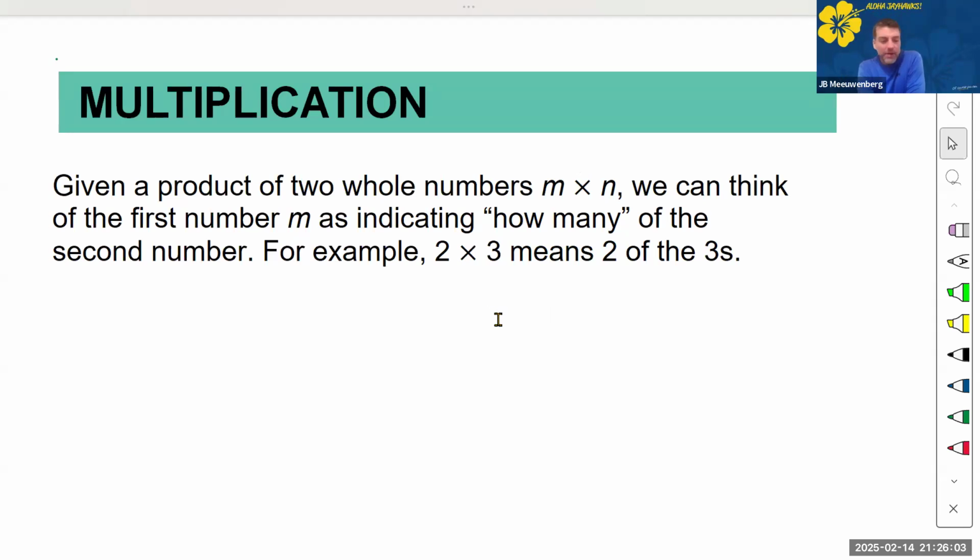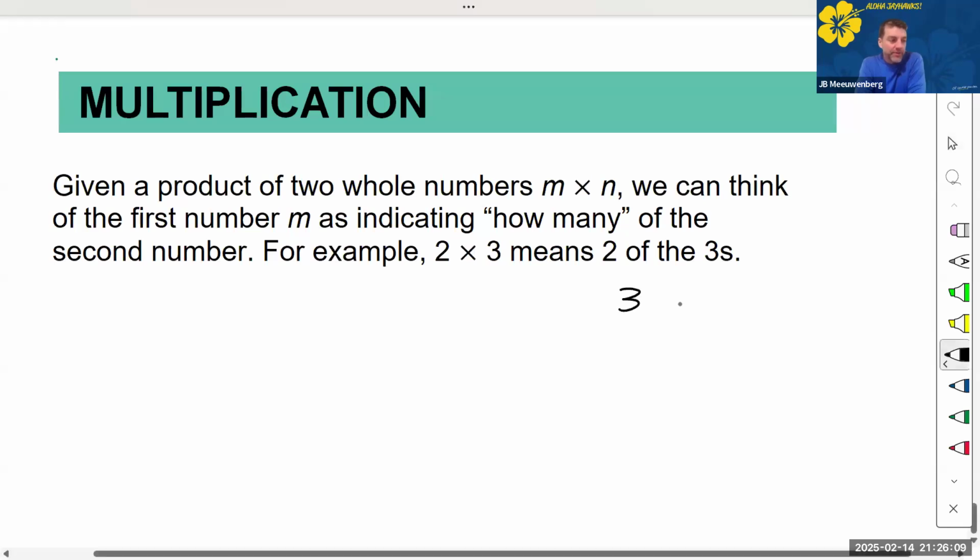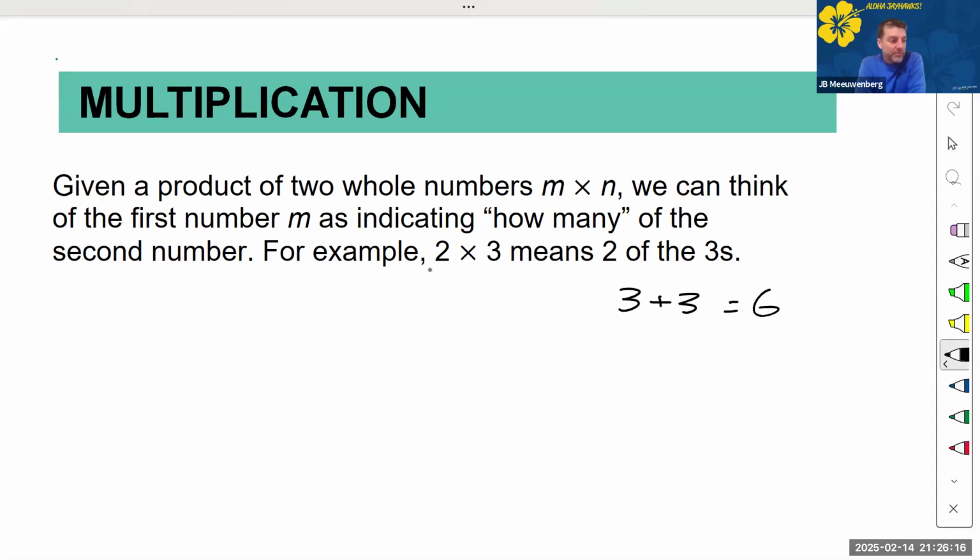So when we see 2 times 3, what that really means is we have two threes. 3 and 3, maybe we consider them even added together, is 6, right? The first number is telling us how many of the second number we have. So let's take that thought into fractions as well.